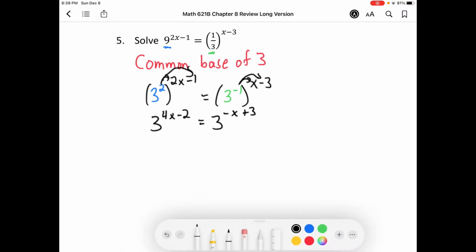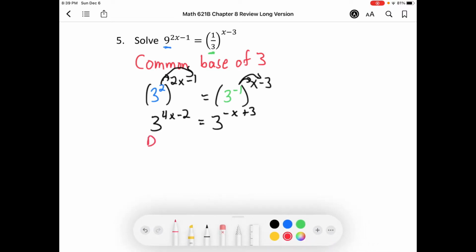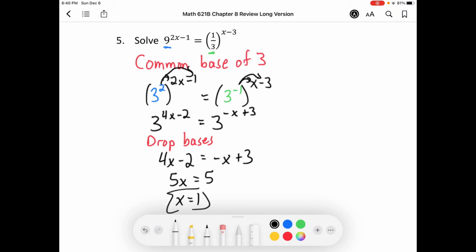And now we can drop our bases because we're saying that 3 to the power of something is equal to 3 to the power of another thing. That means the exponents themselves must be equal. Drop bases. So now I have 4x minus 2 equals negative x plus 3. Let me bring those x's over. I'd have 5x equals 5, or x equals 1.